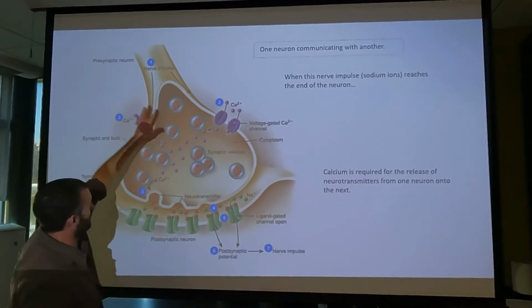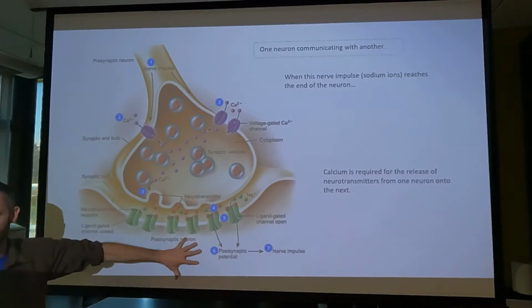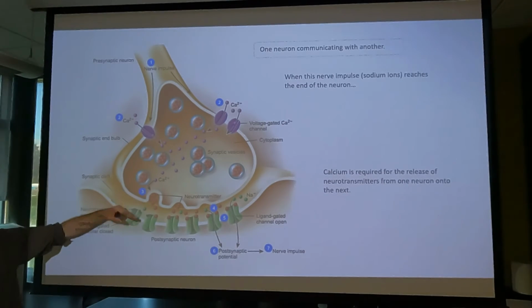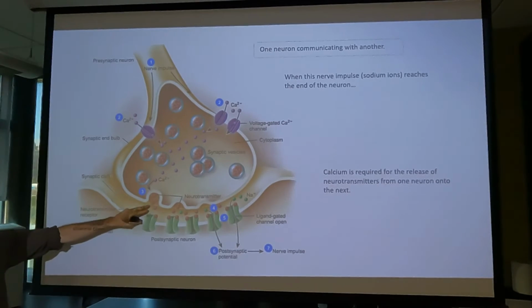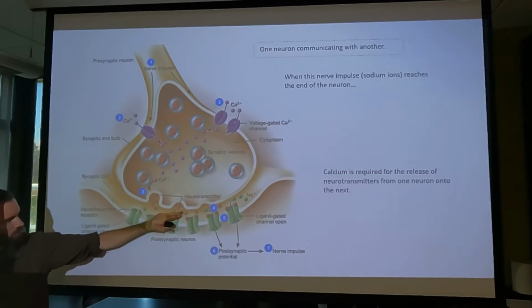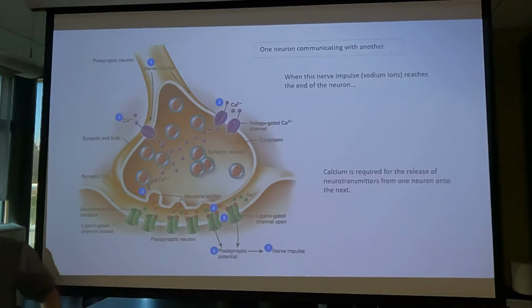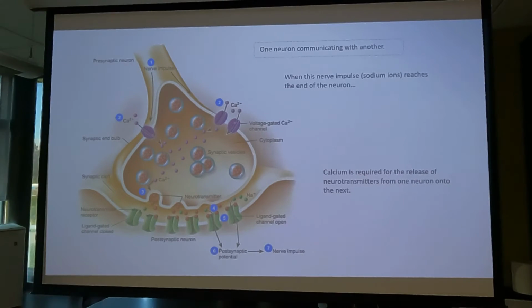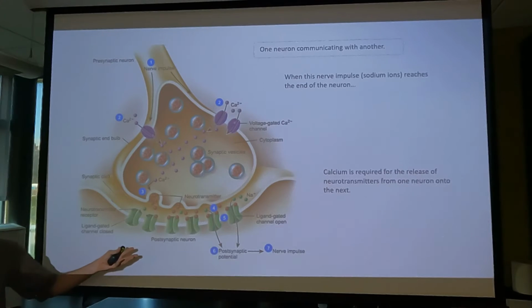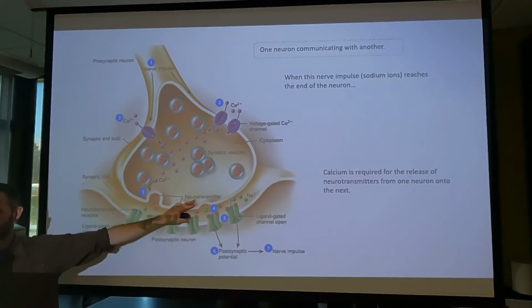We have a message from one neuron that we want to send to another neuron. How do we do that? Well, first of all, the message from this neuron to this neuron is going to be transmitted by these little chemical messengers there. Does anybody know the name of those little chemical messengers that are going to be released from one neuron onto the next? Neurotransmitters. Those are neurotransmitters.